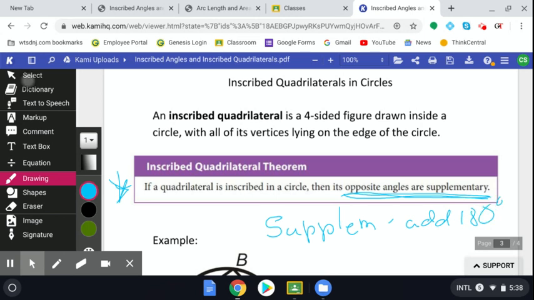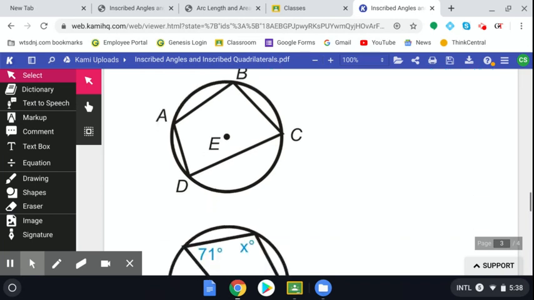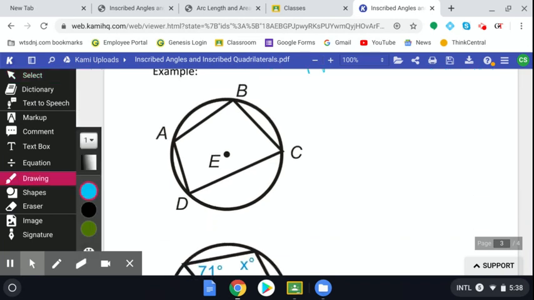Okay? So let's take a look at an example. What you should know here, first of all, is that this is an inscribed quadrilateral. I know that because all the vertices, the corners of that quadrilateral, are on the circle. So this quadrilateral is inscribed, which means that the opposite angles, which are D and B, have to be across from each other. Those are the opposite angles.